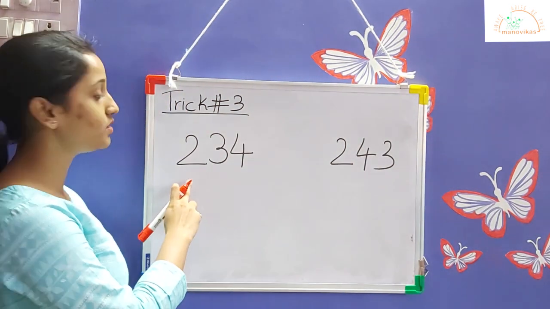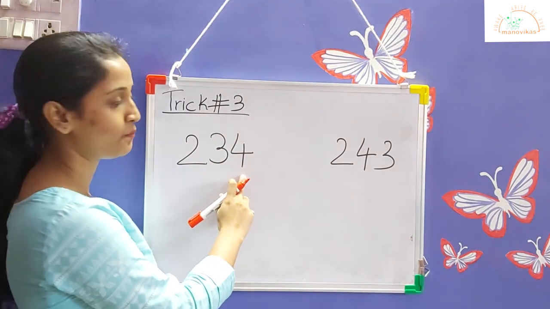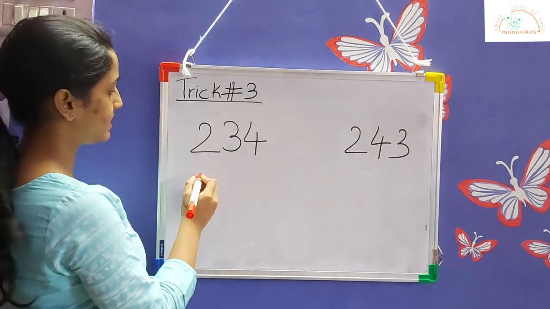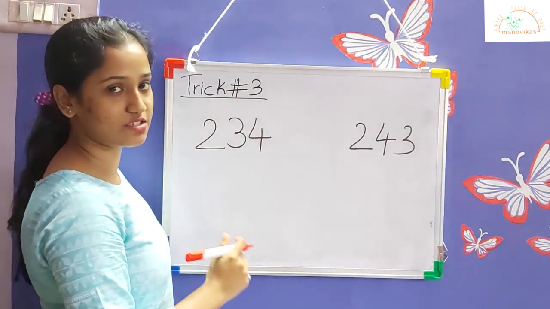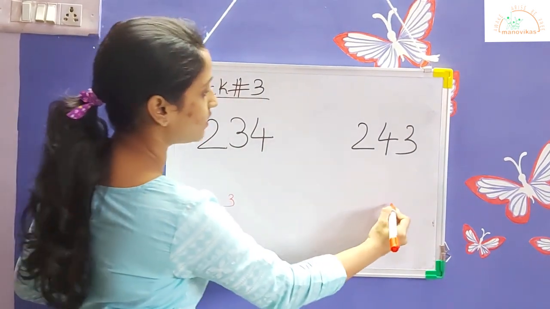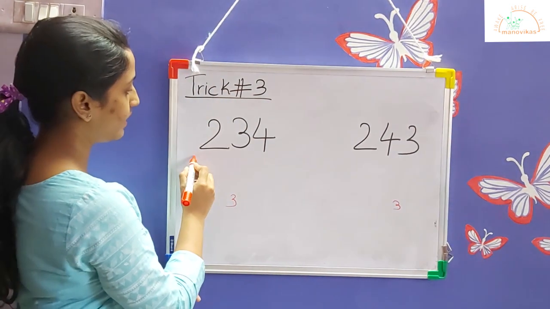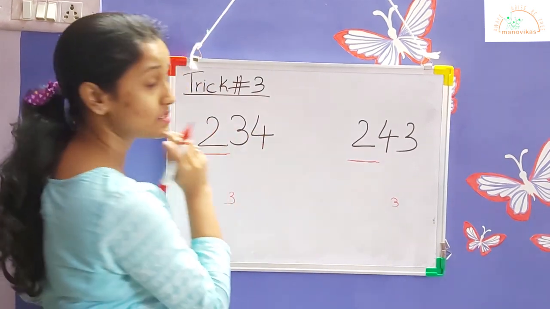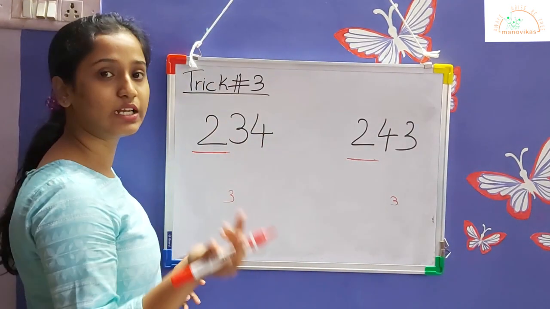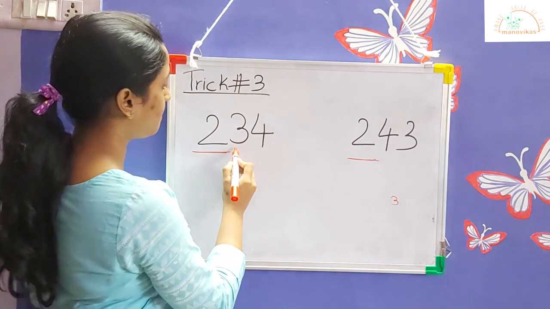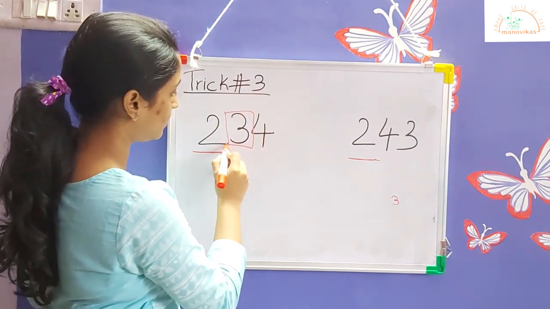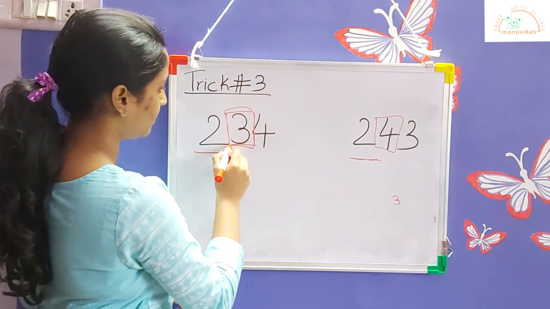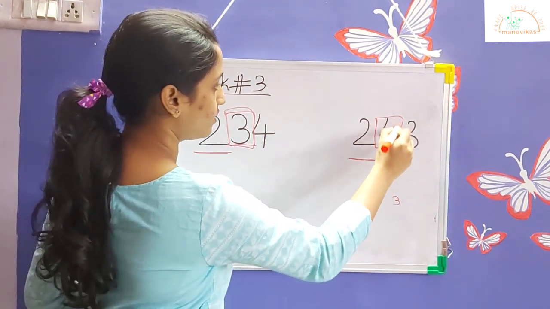We have here the numbers 234 and 243. So the first trick says to see how many digits there are. There are 3 digits here as well. So the second trick says to compare the first digit. Here the digits are the same. So we'll jump to the next trick, that is, to compare the second digit of each number. So here we have got 3 and here we have got 4.